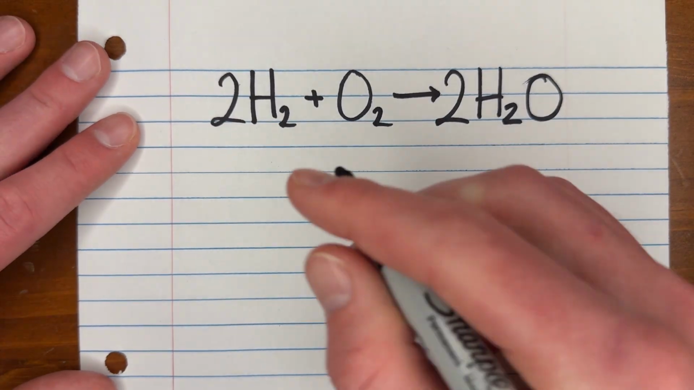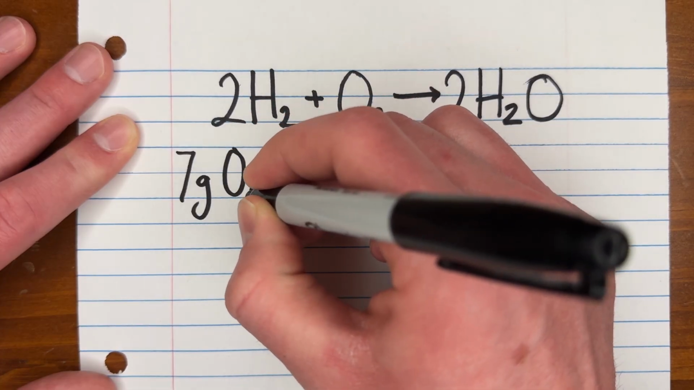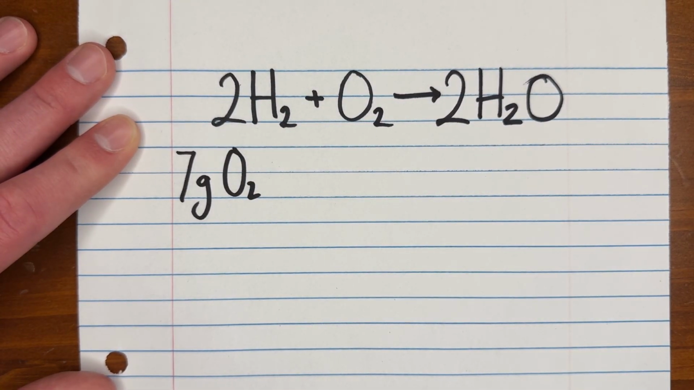Now, let's say, for example, I give you 7 grams of O2. Well, how would I find the grams of H2O? If I give you 7 grams of O2, could I find the grams of H2O that are made in this reaction? The answer is yes. You can't compare grams of one substance to grams of another, because the number of molecules in that mass could be different for both substances. So what you have to do first is compare moles.